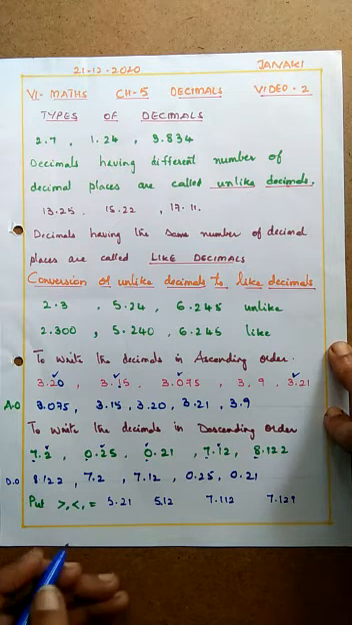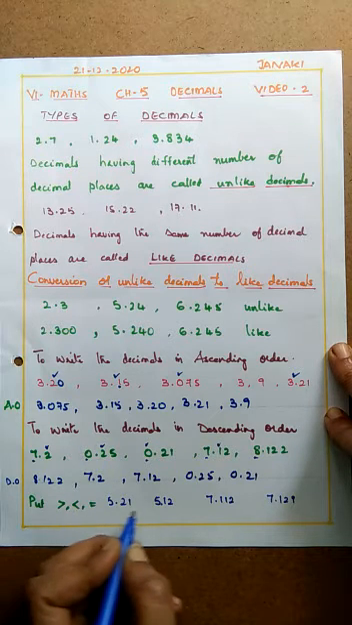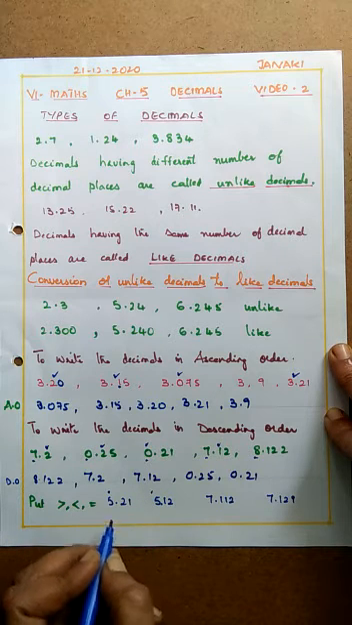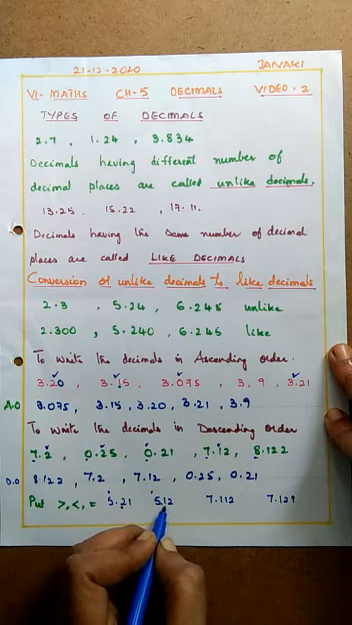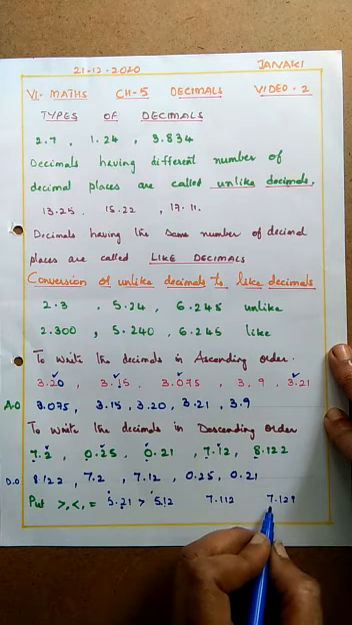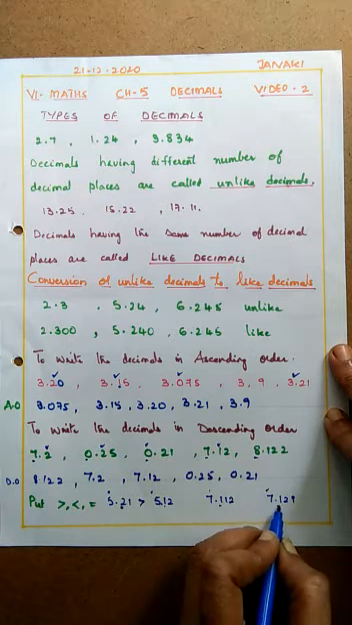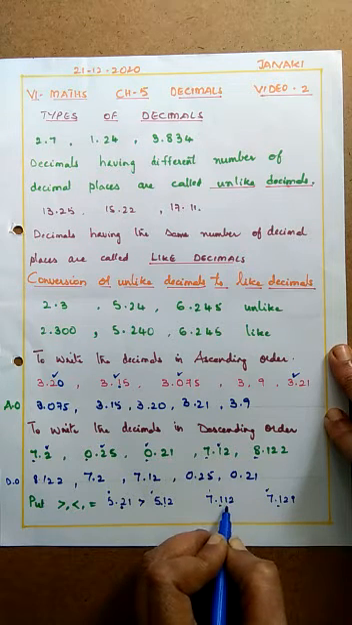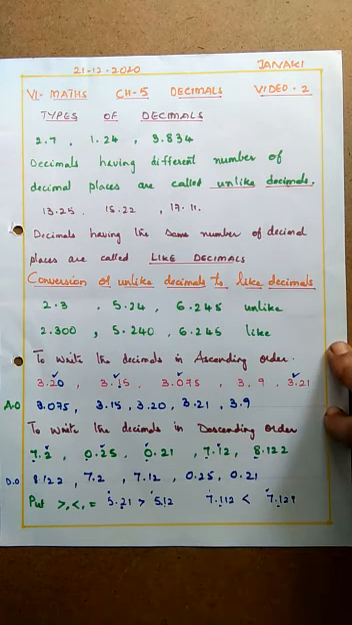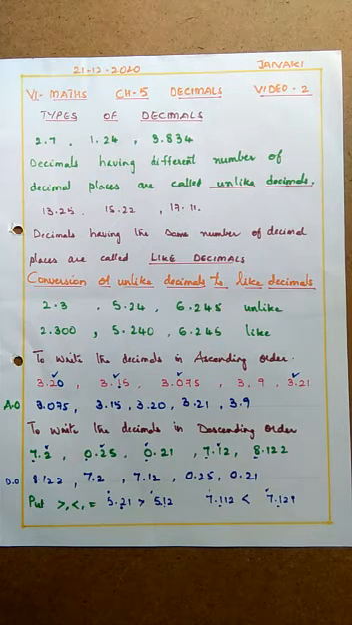Now let us put greater than, less than. Here we have 5.21 and 5.12. 5 is common here, and then 2 and 1. So 2 is greater than 1. Next, 7.112 and 7.121. 7 is common, 1 is also common. Then go to the 100th place. Here you have 1 and here 2. So 1 is less than 2. This way you can write the given decimals in ascending and descending order.